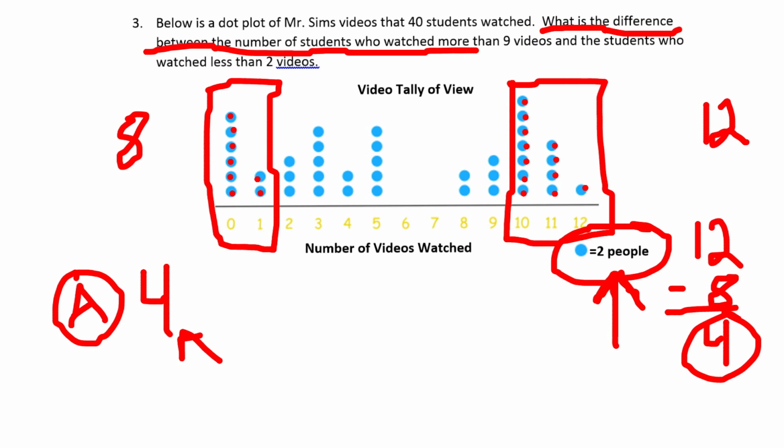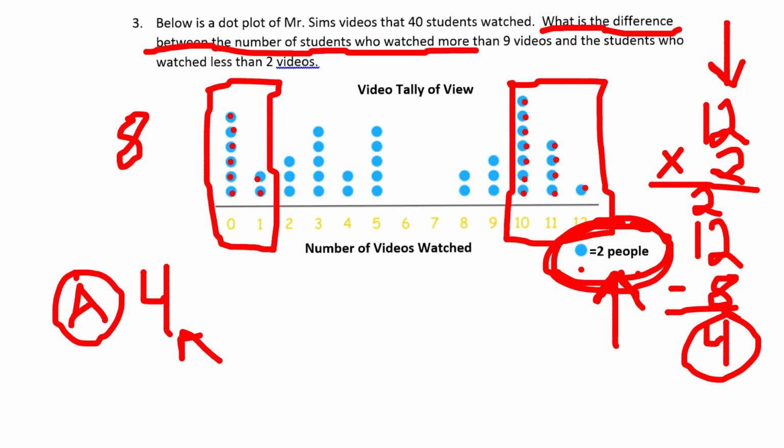All right, hopefully you discovered that this key right here that shows 1 dot is equal to 2 people influences our answer because we just counted 12 dots, but that's not really 12 people. That's 12 dots. If each dot is 2 people, I have to take this 12 and multiply it by 2. And as we know, 12 times 2 is 24. So 24 is actually the correct number of people that watched more than 9 videos.